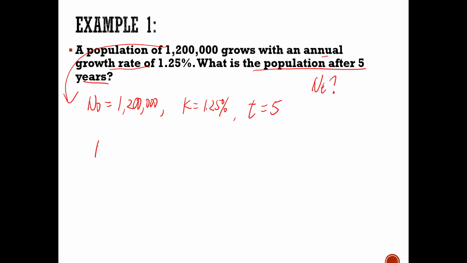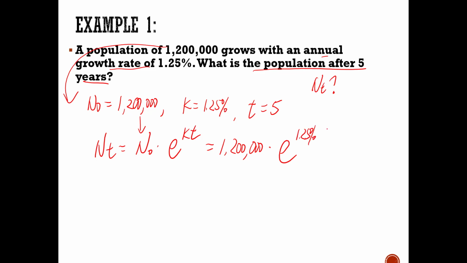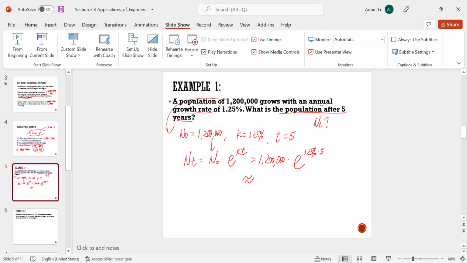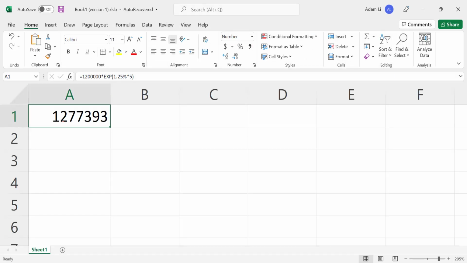So here N(t) equal to N0 times e to the kt. And all we have to do is plug in all the numbers into the formula. N0, that's 1.2 million, 1,200,000 multiplied by e to the k, and k is 1.25%. You can turn it into a decimal, or you can keep it as a percentage. It doesn't matter. Okay. And again, we have to use a calculator or Excel to do this. So I'll show you how to get this number right now in Excel, and a calculator has a similar input, right?